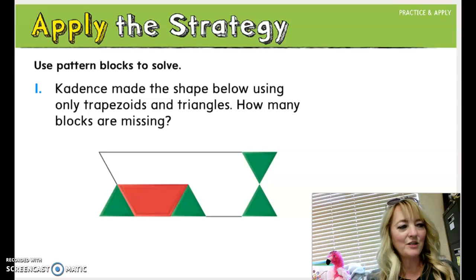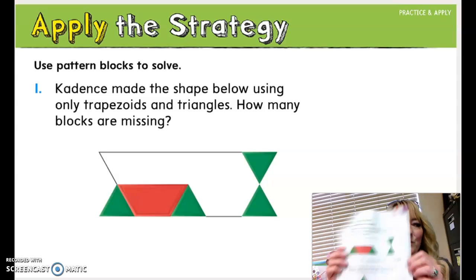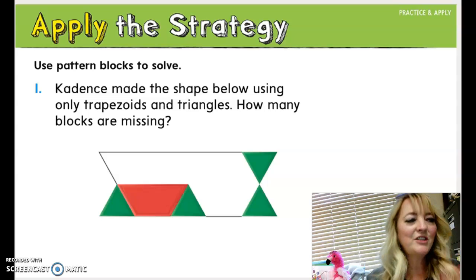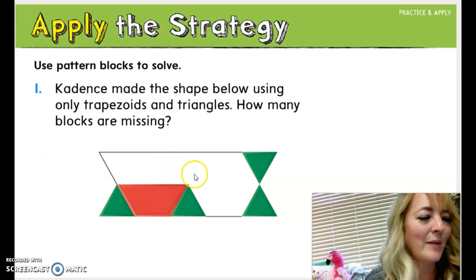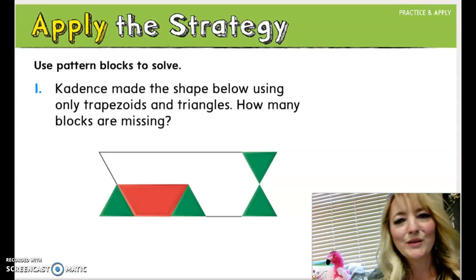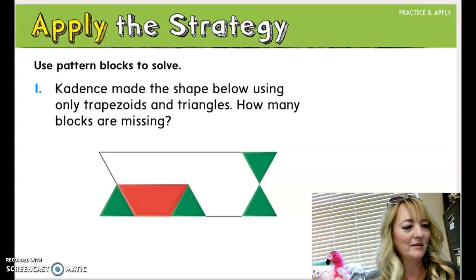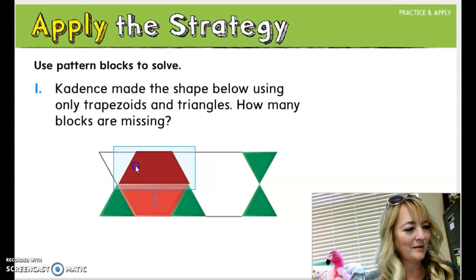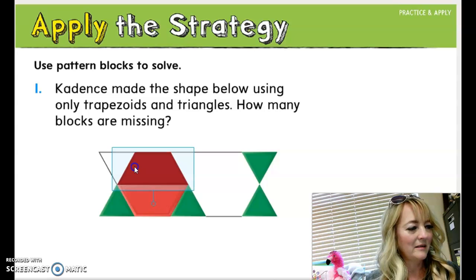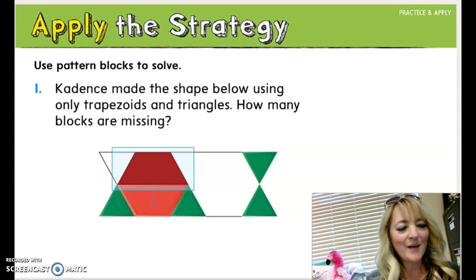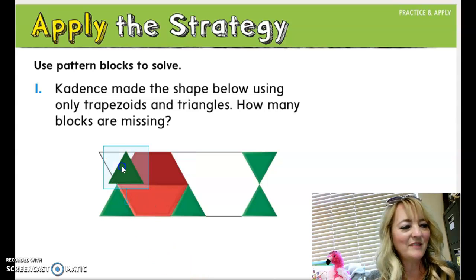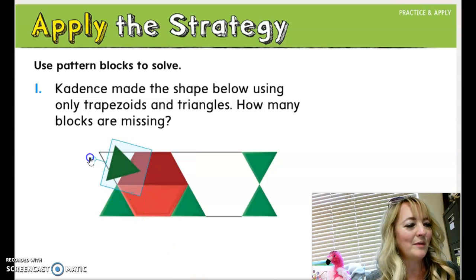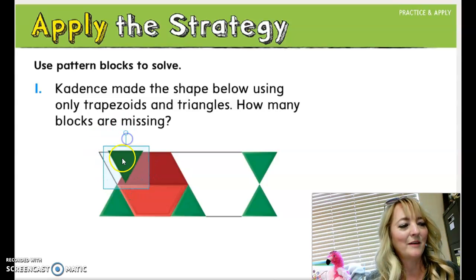Okay, so now we're on to apply the strategy. There's not an on my own, so we'll do this together. Cadence made the shape below using only trapezoids and triangles. How many blocks are missing? So go ahead and use your shape blocks that I added with your packet last week. Let's start with the trapezoid. This looks like maybe it would fit a trapezoid right there. And then obviously that one would be left with a triangle. There's probably different ways you can do this. So go ahead and just play with your blocks and see which fits better for you.